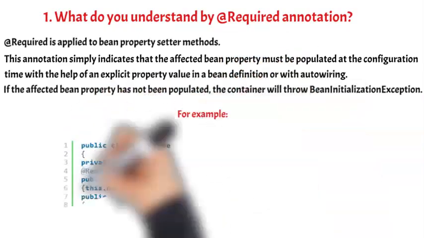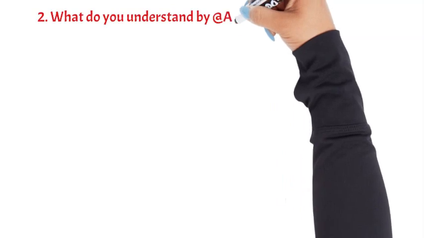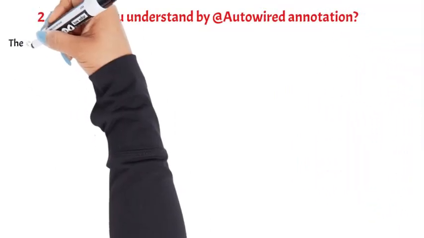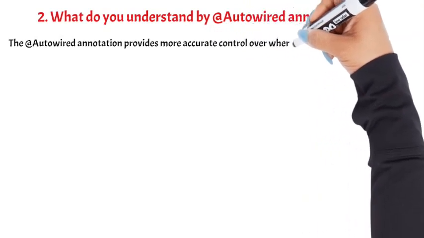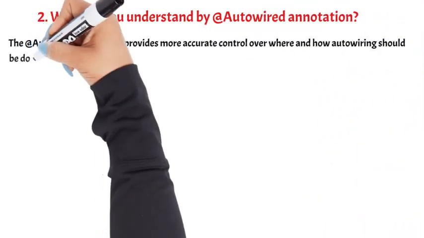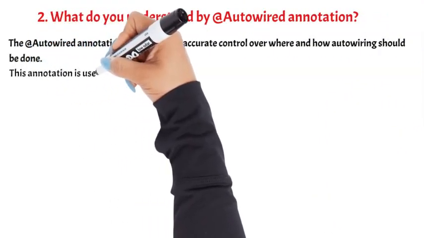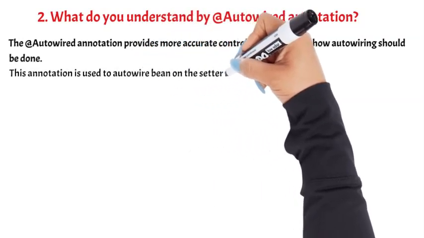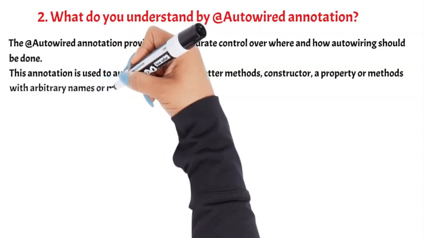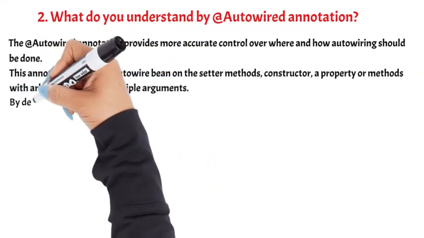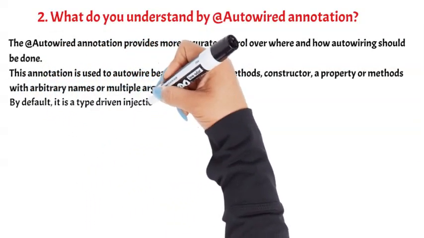For example, 2. What do you understand by @autowired annotation? The @autowired annotation provides more accurate control over where and how auto-wiring should be done. This annotation is used to auto-wire beans on the setter methods, constructor, a property, or methods with arbitrary names or multiple arguments. By default, it is a type-driven injection.